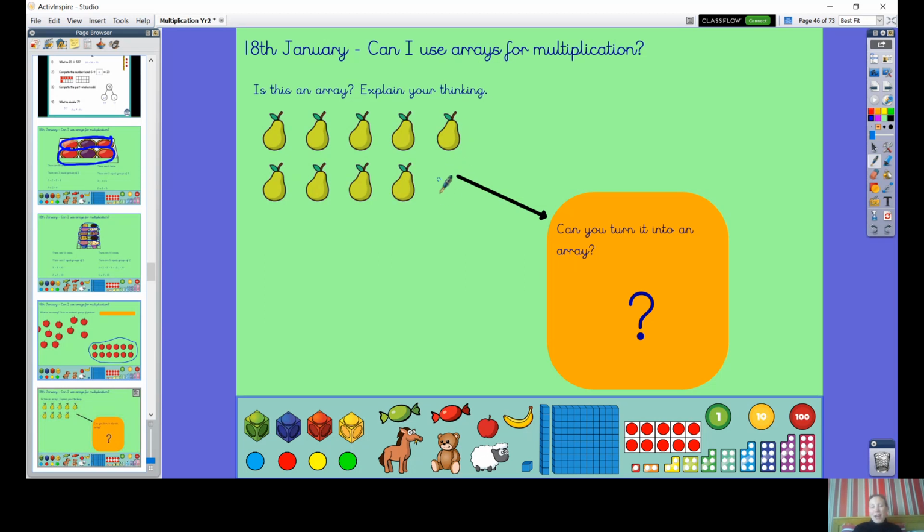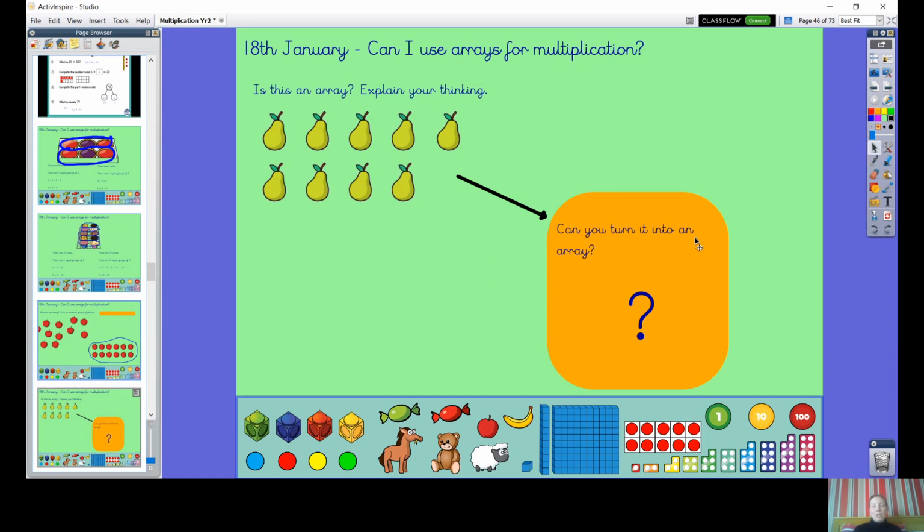We could put another pair there to make it an array, but here's a little challenge. Could you just use 9 pairs or 9 dots or 9 counters? Could you turn it into an array? Use 9 objects to help you.